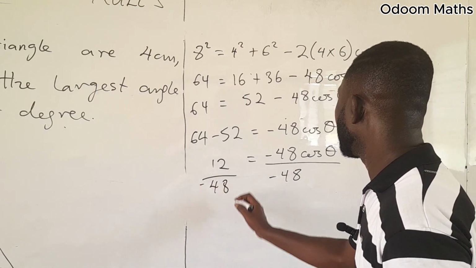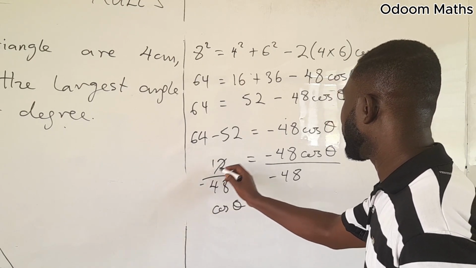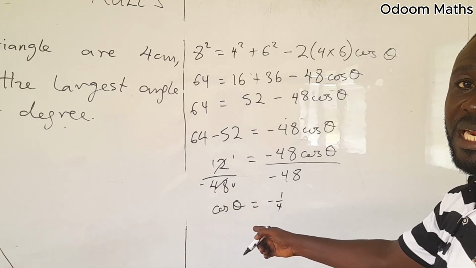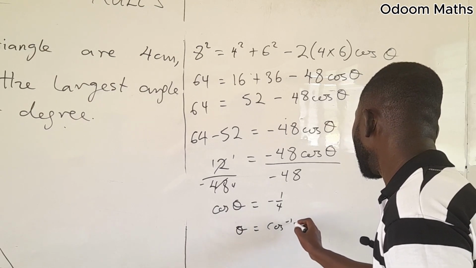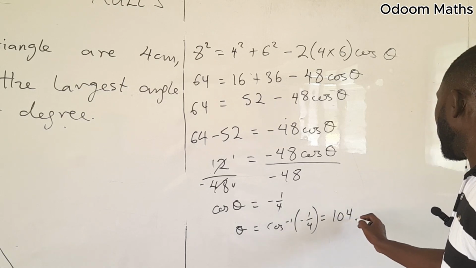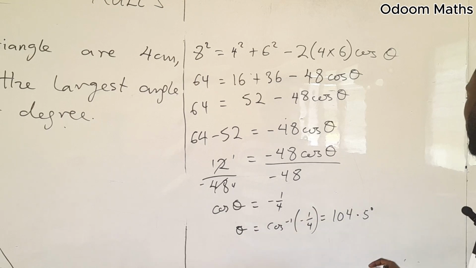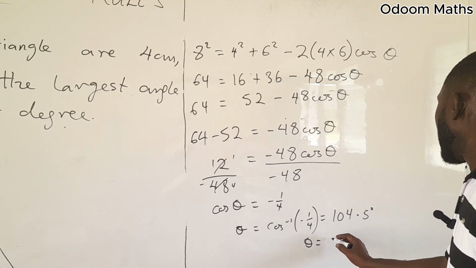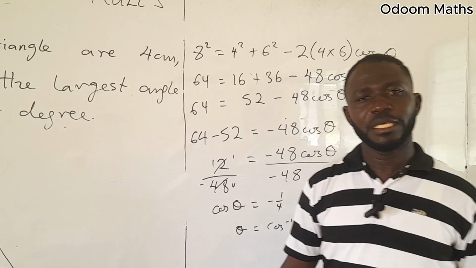So cos theta becomes, this is into itself 1, here 4, so that is negative 1 over 4. And you know cos can be negative in the second quadrant. So it means that theta is equal to cos inverse of negative quarter, which is going to be 104.47. So we can say 104.5 degrees. So to the nearest degree, we can say that theta is equal to 105 degrees.